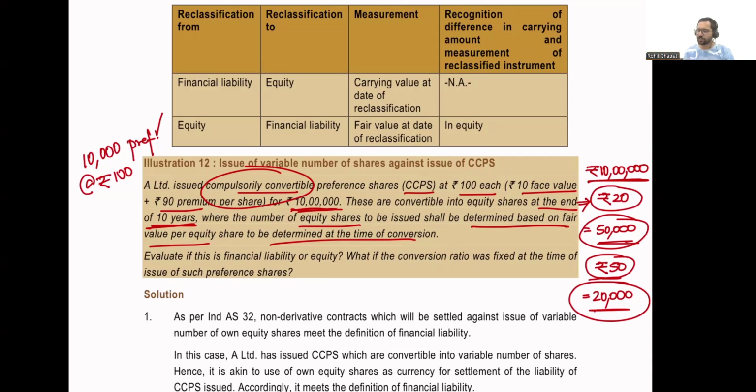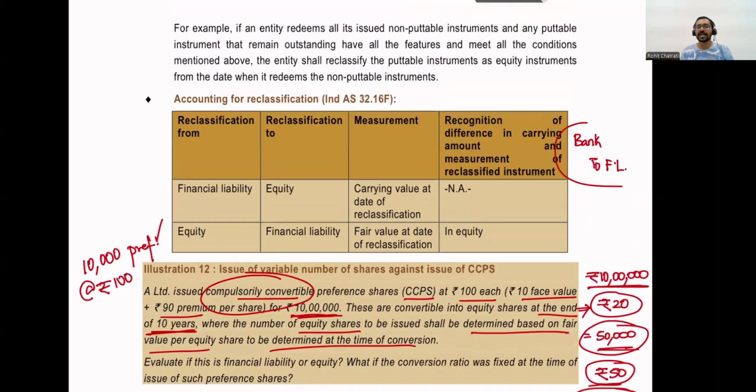So the journal entry for this is going to be bank account debit of 10 lakhs to financial liability of rupees 10 lakhs. I will be recognizing this as a financial liability in the books of accounts from today. Today, I will not recognize this as equity. Although I know that I have an obligation to deliver equity shares in future, I will not recognize this as equity, and instead I will recognize this as a financial liability.